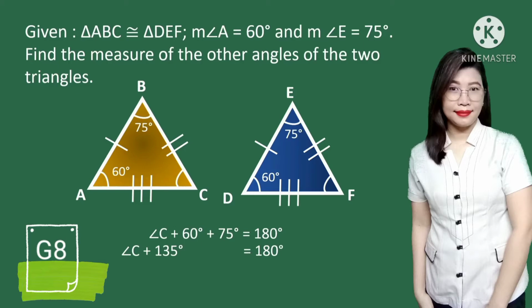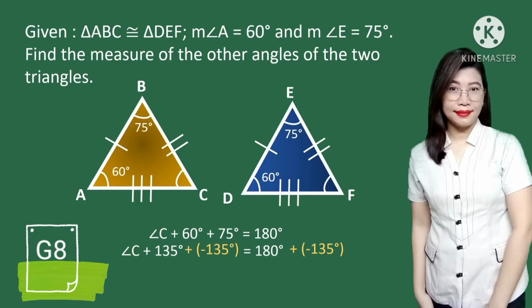Let's solve for the value of angle C using addition property of equality or APE. The opposite of positive 135 degrees is negative 135 degrees. So we're going to add negative 135 degrees in both sides of the equation. Now, 135 minus 135 is equal to 0. So we will have angle C.